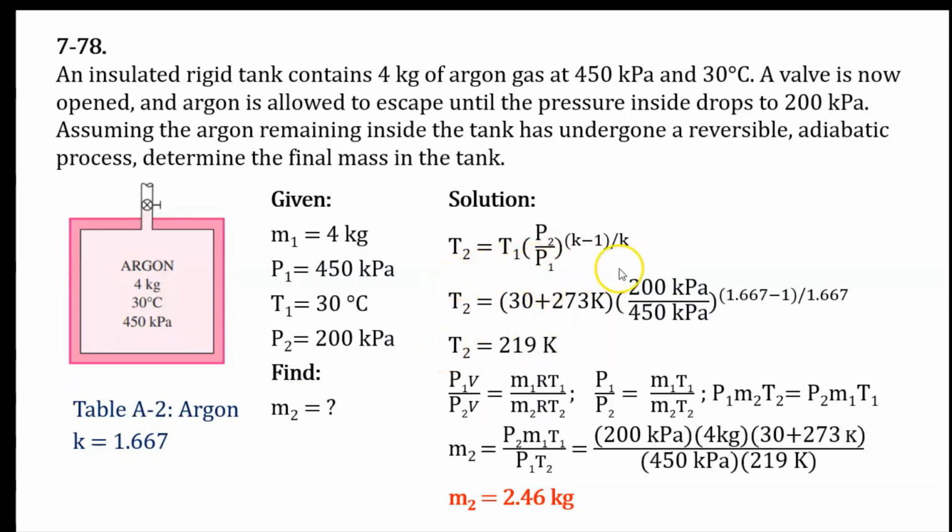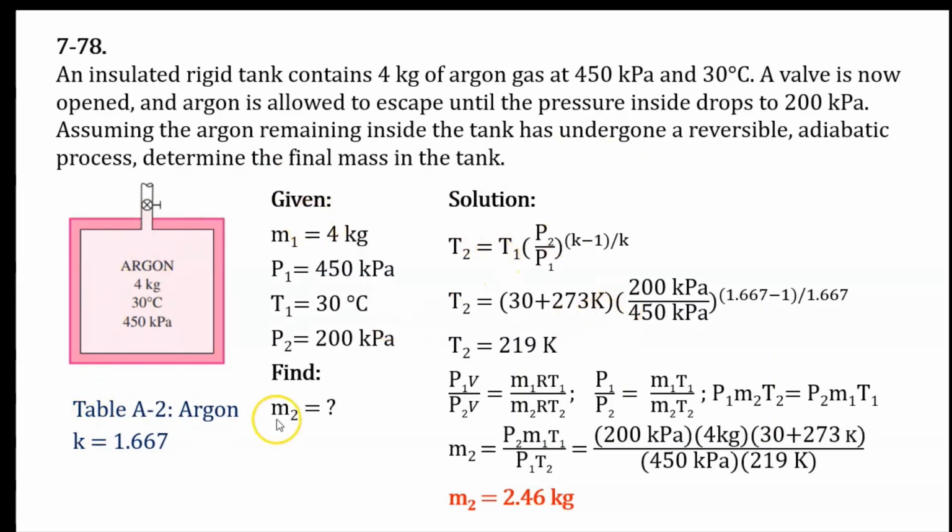So we have here k as our specific heat ratio, and it is unknown. We can determine this k from our property table, which is Table A-2 for argon, which has a specific heat ratio of 1.667.